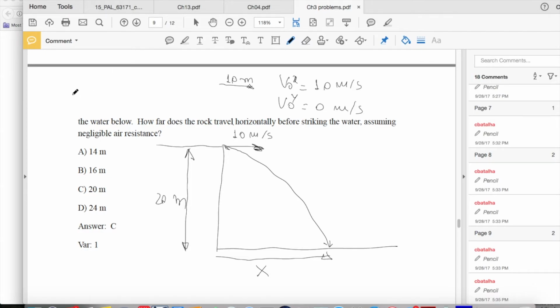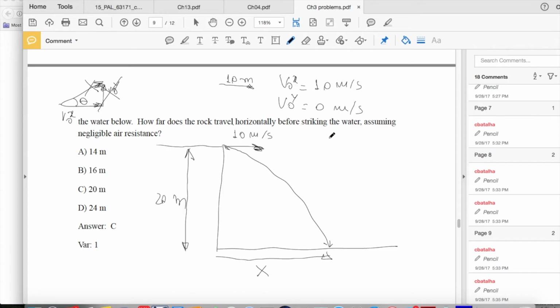It's different from the problem we did in class. The initial velocity vector had an angle with respect to horizontal, which would imply the existence of a v naught x and a v naught y, right? So you don't have this, right? Because this vector is horizontal. So your v naught x is the 10 meters per second, and we want to find x.